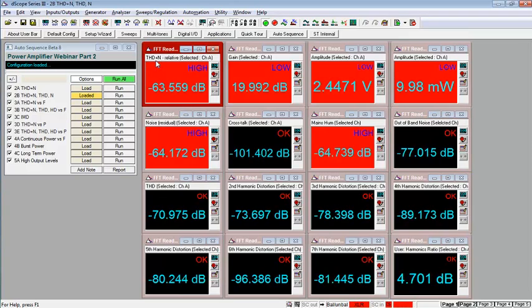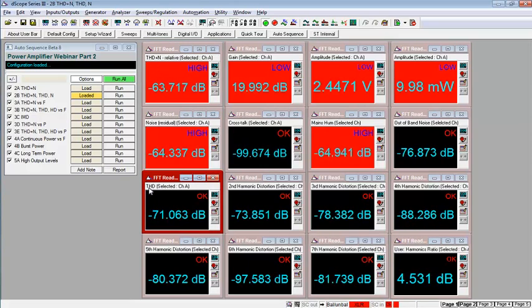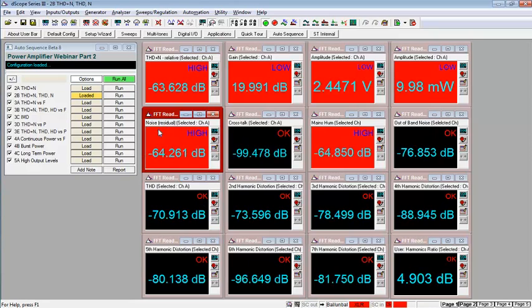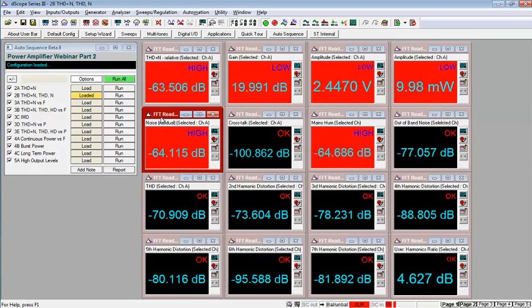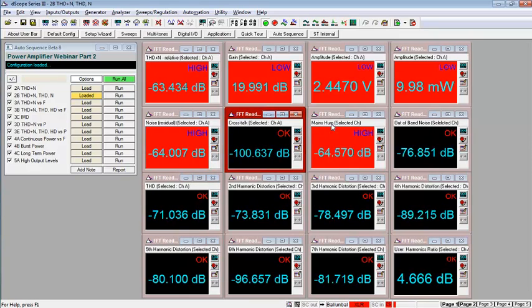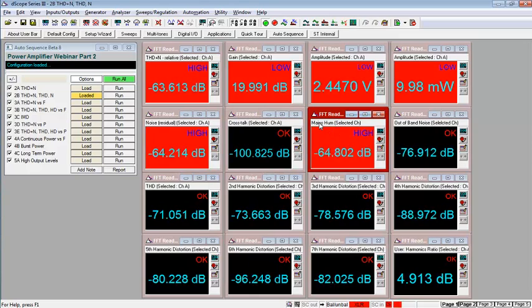Now, we know that the THD plus N reading has failed. So was it noise or was it harmonic distortion? Well, we can see immediately from here that the total harmonic distortion reading is showing okay for the limits that I have set, but the noise reading is high. So that tells us that we're looking for a noise problem rather than a distortion problem. And if I just look along here to the right a little, we can see here that another of the readings that's in red is mains hum. And that suggests to me that there is a problem at 50 Hz or one of the harmonics.